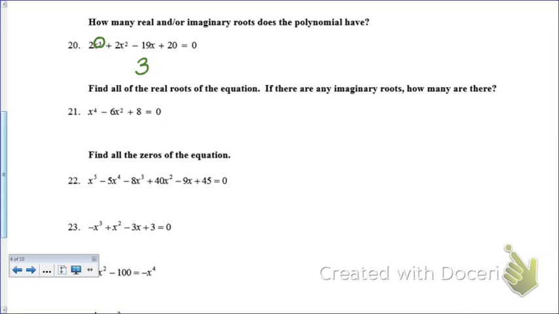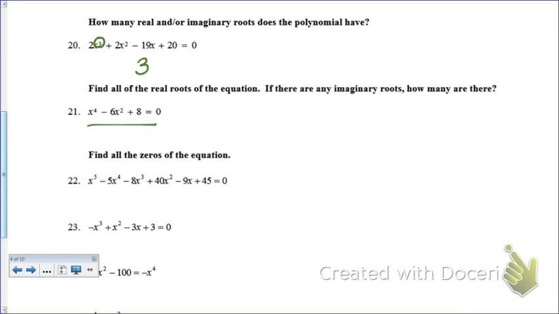Number 21, find all the real roots of the equation. If there are any imaginary roots, how many are there? So for a problem like this, all I need you to do is go into Desmos and graph the equation, and the real roots are where it crosses the x-axis.